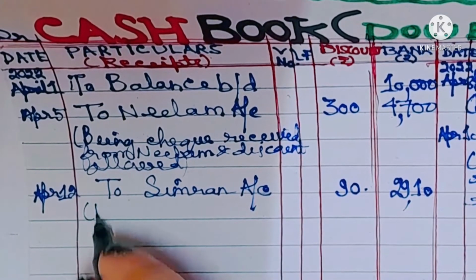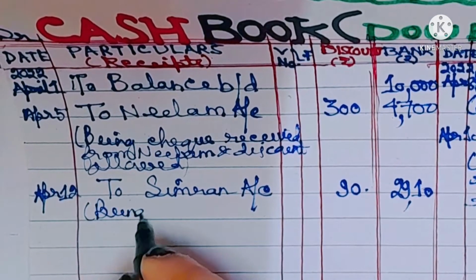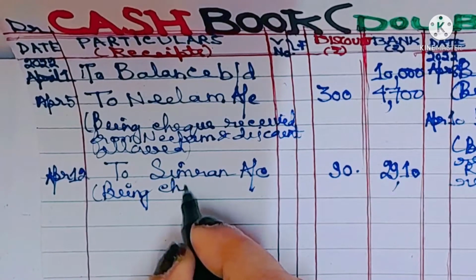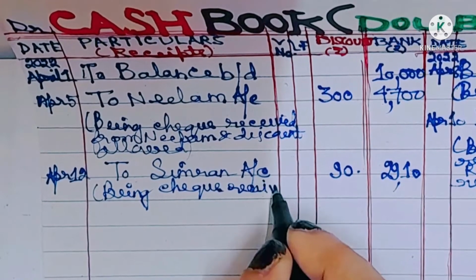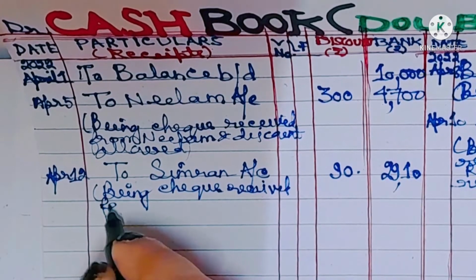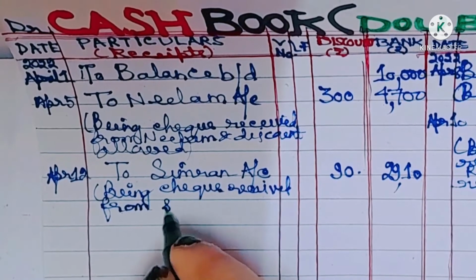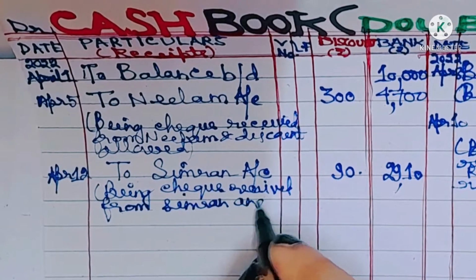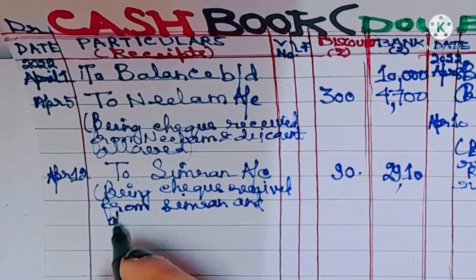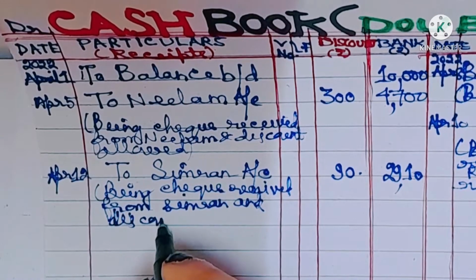The narration will be: check received from Simran and discount allowed at the rate of 3%.